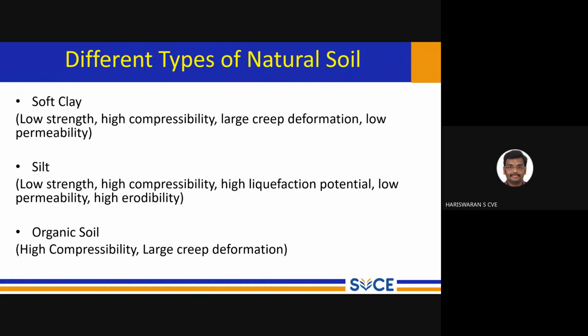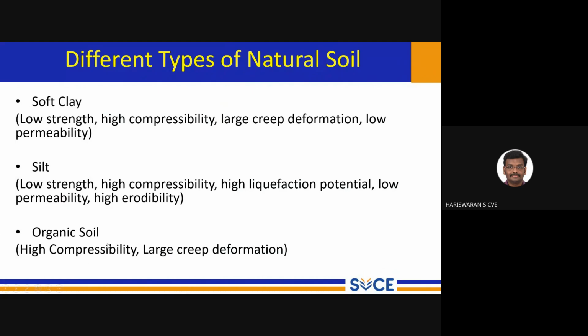A size of up to 4.75 mm, we are calling it a sand, from 2 mm to 4.75. Then 75 micron to 2 micron, we are calling it a silt. Less than 2 micron, we are categorizing as a clay. So here, while talking about silt, it will be exactly placed in between the characteristics of the clay and the sand. It has low bearing capacity, high compressibility. There is a more chance for liquefaction potential. Permeability is also low. There are more possibilities of erodibility.